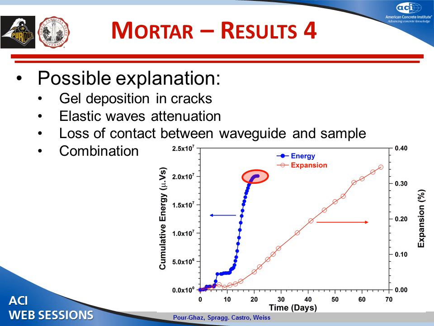Again, this might be because we have a lot of cracks that are opened inside the system, and the gels are being deposited into these newly formed cracks. And also, there are more cracks inside the system, so when a new crack happens, it has a harder time passing through all these new interfaces. So there is more elastic wave attenuation inside the system. And there might be some gel formation at the interface of the waveguide and the sample, basically causing a lot of attenuation and reflection of the waves.